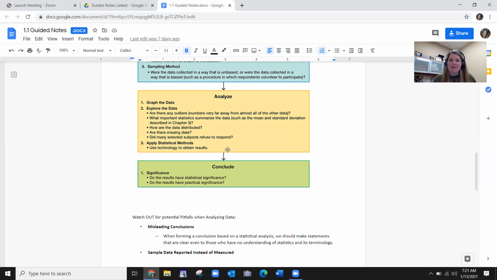All right, so then we analyze our data. Of course, we'll spend some time on this. So we're going to graph, we're going to explore the data, things like how do you find the middle of your data? That's your mean, median, mode that you've seen in other math classes. How do you see how spread out your data is? That's your range and your standard deviation. Are there missing data? That's more of misleading. And then it's like, did you select subjects that refuse to respond? So that's just more of your sampling. But all right, so we'll do a lot with that too, but that's the idea of analyzing.